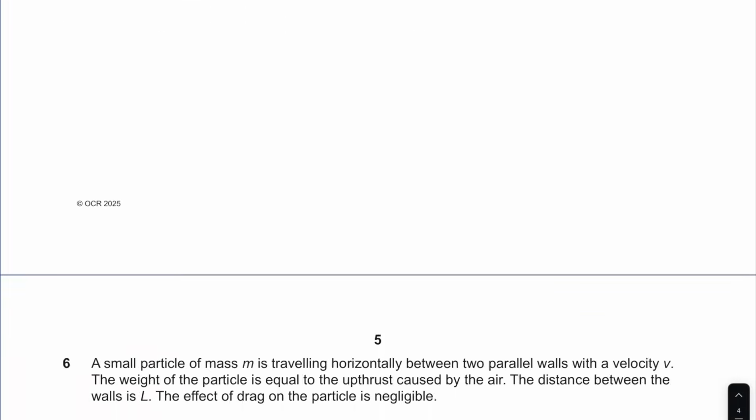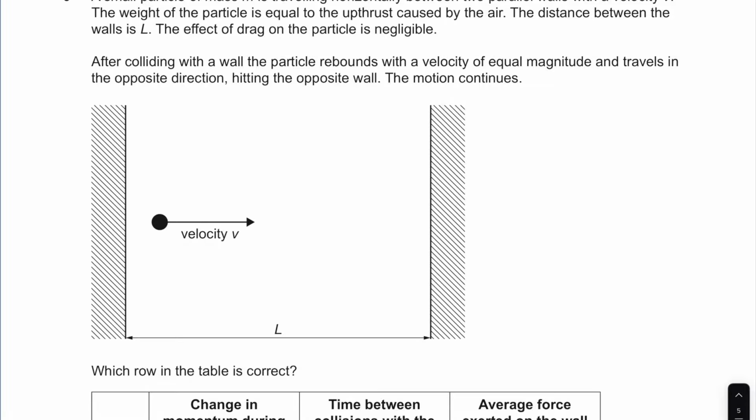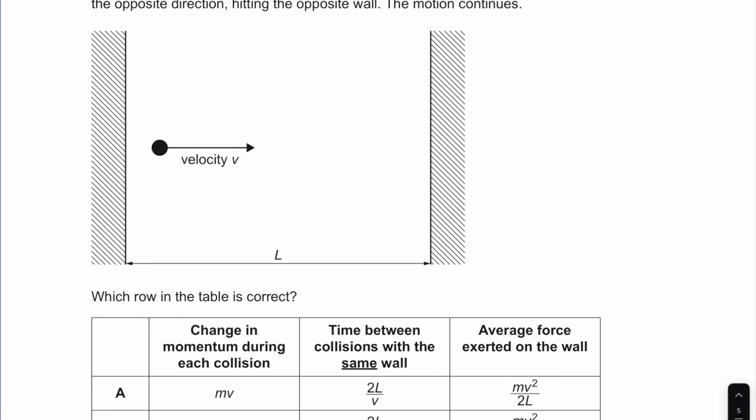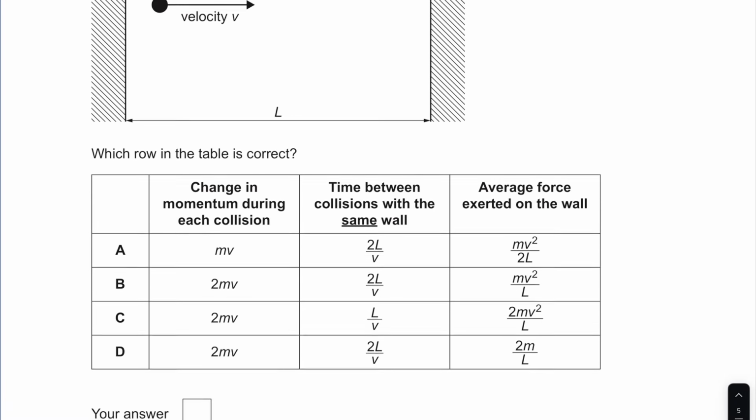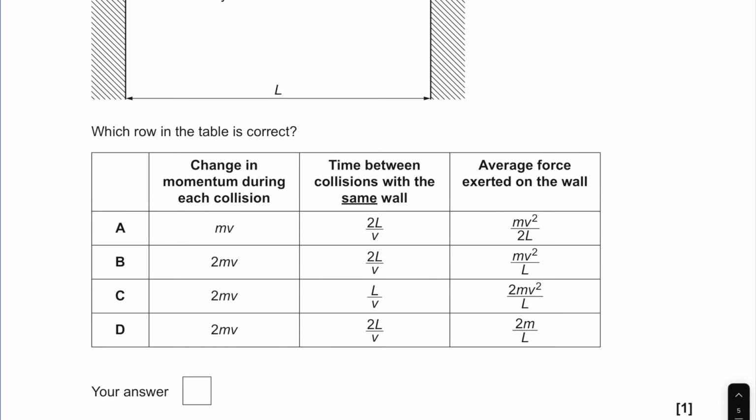Okay, question number 6. We are given that a small particle of mass m is traveling horizontally between two parallel walls with a velocity v, and the weight of the particle is equal to the thrust caused by the air. The distance between the walls is L, and the effect of drag is negligible. After colliding with the wall, the particle rebounds with a velocity of equal magnitude and travels in the opposite direction, hitting the opposite wall. The motion continues. Which row in the table is correct?